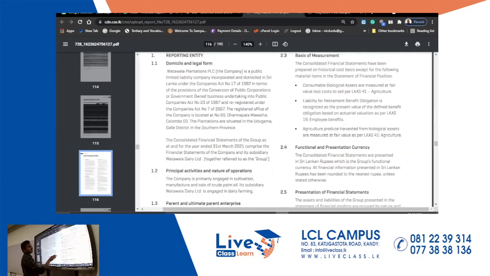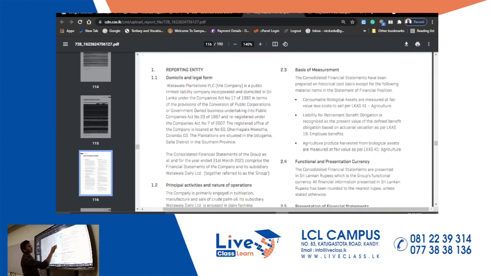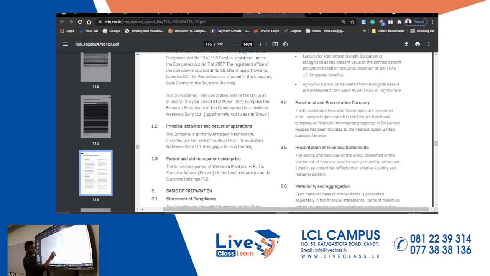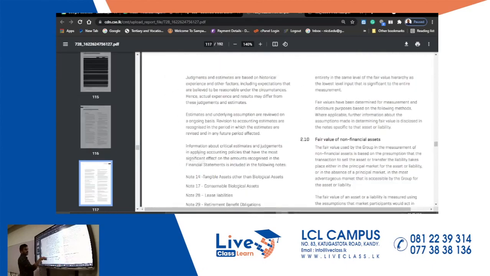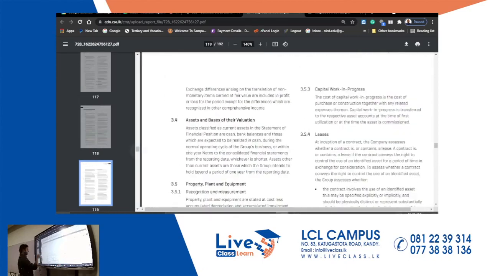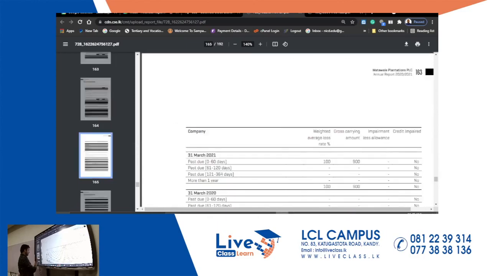Look at this. ඒගොල්ලෝ කියනවා මේ the consolidated financial statements have been prepared on a historical cost basis except for this, except for following. Consumable biological assets are measured at the fair value less cost to sale. Agricultural produced harvest from biological assets are measured at the fair value as per agriculture. එතකොට ඒගොල්ලෝ use කරලා තියෙනවා මේ fair value කියන එක නේද? fair value කියන ඒවා use කරලා තියෙනවා පුතා. එතකොට ඒගොල්ලෝ බලමු අපි මොනවද use කරලා තියෙන fair values.